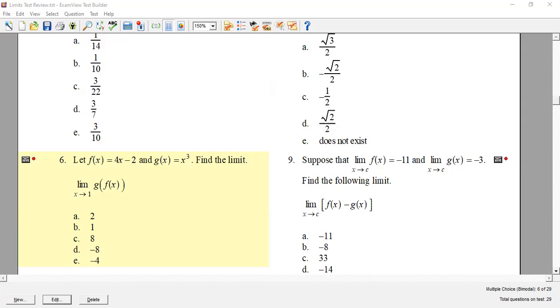I always write whatever they put first. I'm going to write g of x first, and then f of x. And it says put that in there. Okay, so this is one you might need to think about. All right, so instead of x cubed, we're going to have 4x minus 2 cubed.